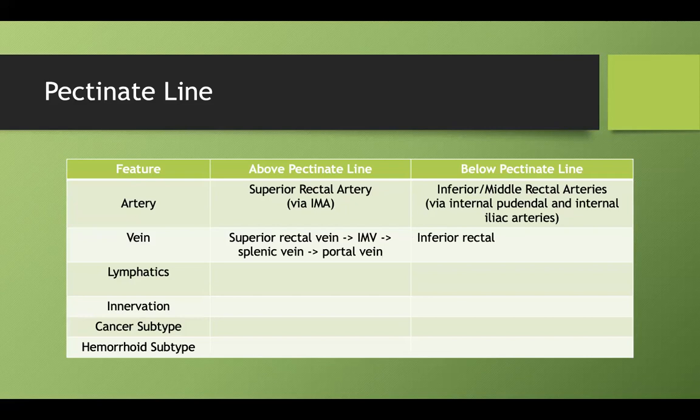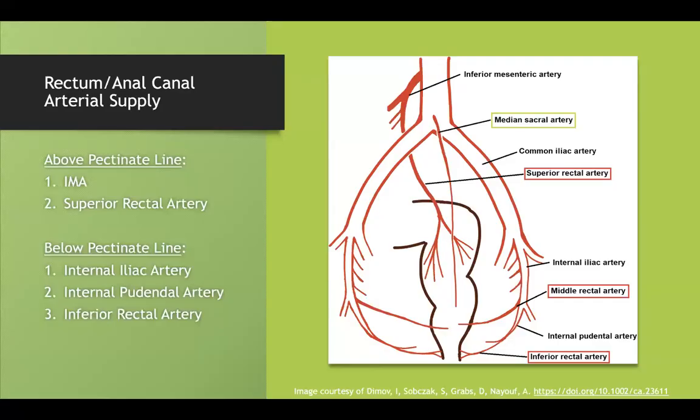On the other hand, if you look at the veins below your pectinate line, you're going to have your inferior or middle rectal veins draining into your internal pudendal vein, which will drain into your internal iliac, your common iliac, and your IVC. And again, this is the exact same route in reverse. If instead of the IVC, we think about the aorta, which would drain into your common iliac artery, your internal iliac artery, internal pudendal, and finally your inferior rectal, excuse me. So these all are just the reverse of what the arterial supply just did.